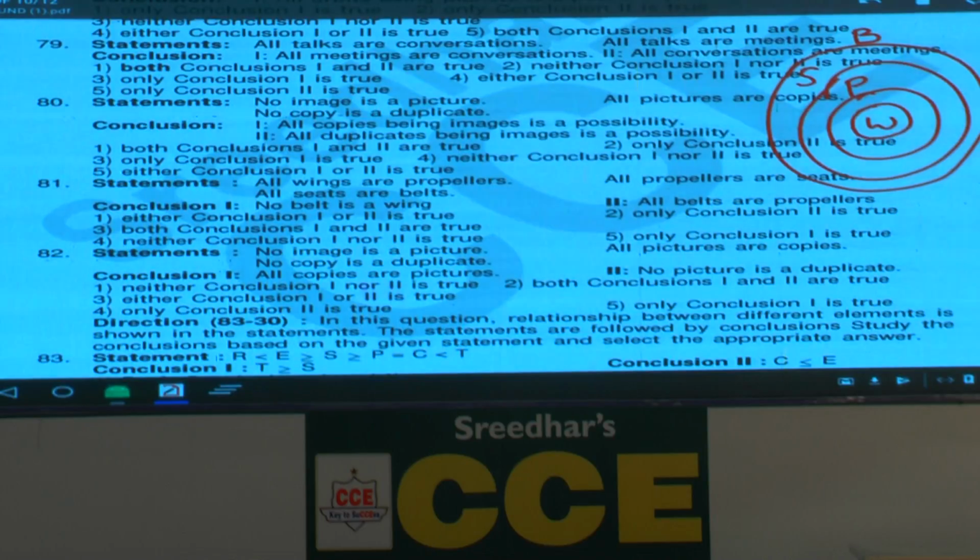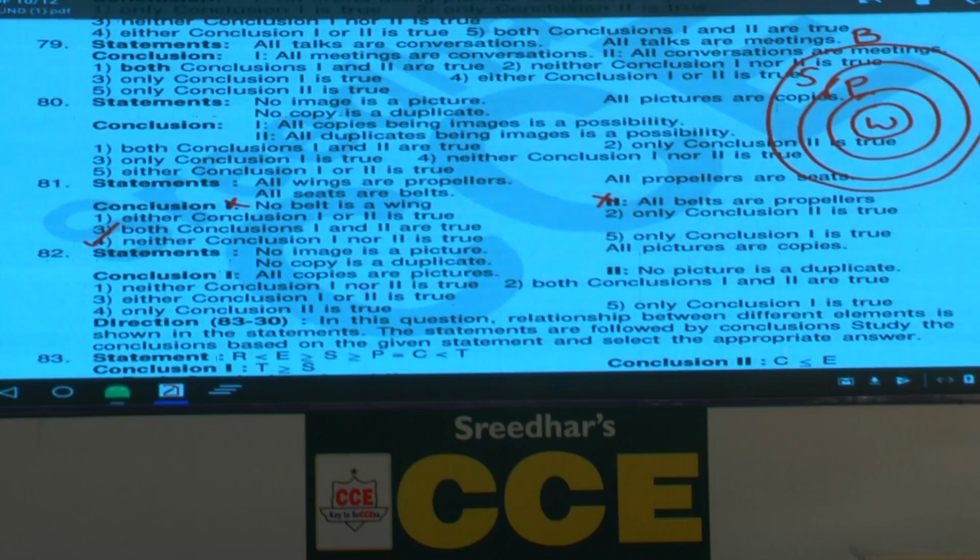Then with the help of this basic diagram, what is the first conclusion here? No belt is a wing will be false, isn't it? Then second one, all belts are propellers, this is also false. Only some belts are propellers but not all. Hence neither 1 nor 2, choice 4 is the answer, 81.